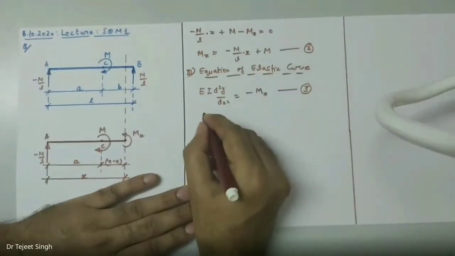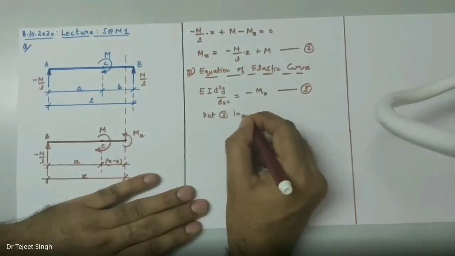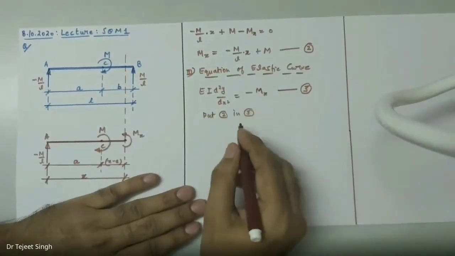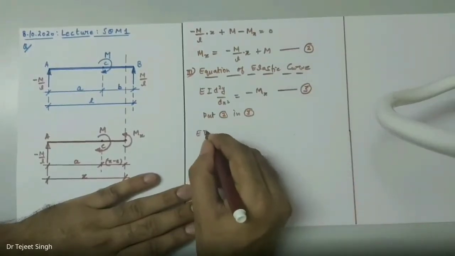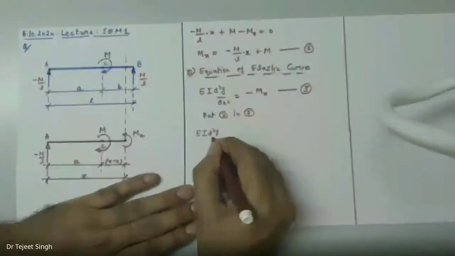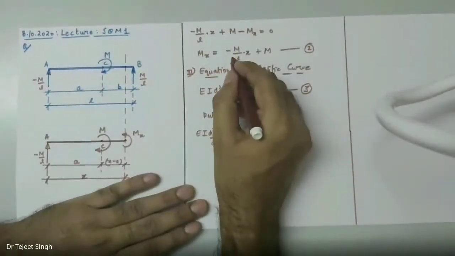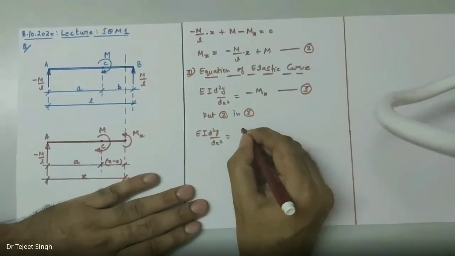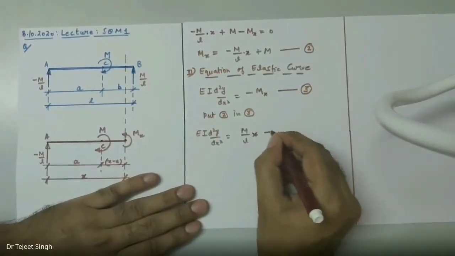Now put equation 2 in 3. Put equation 2 in 3 over here, and I write EI d square y upon dx square equal to minus MX. Now multiply this whole equation with a negative sign. I get M by L into X minus M.